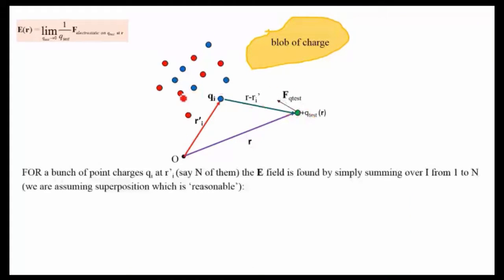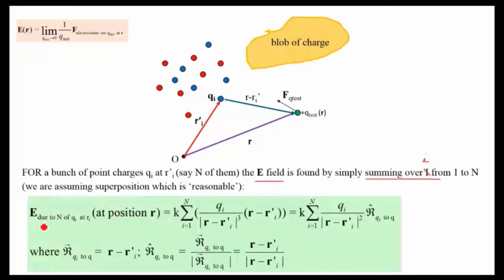Well, if we have a bunch of charges, so let's start worrying about these over here. Let's say we have capital N of them. Then just as we added up the force due to several charges, we can also get the E field. And so what we do is we just simply sum over i, this is little i, from 1 to n. You're assuming superposition, which is reasonable.